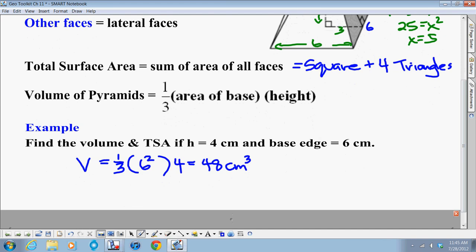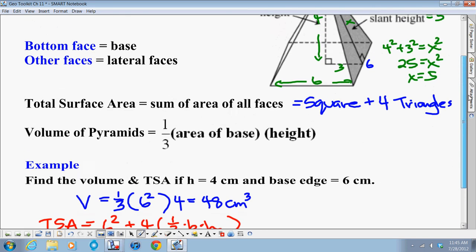Now let's go ahead and find out the total surface area. TSA for total surface area here. So like I was saying earlier, it's going to be the bottom, which is a square, plus 4 triangles. So the square, how do you find the area of the square? We just did that a minute ago. That'll be 6 squared. Plus, we're going to take 4 different triangles here, okay? And if you remember, how do we find the area of a triangle? It's 1/2 times the base times the height of that particular triangle.